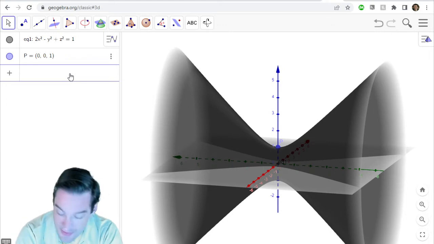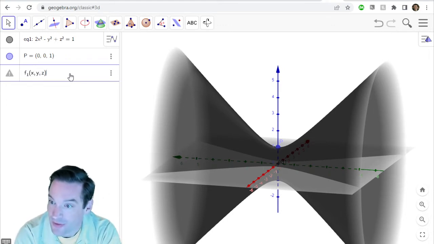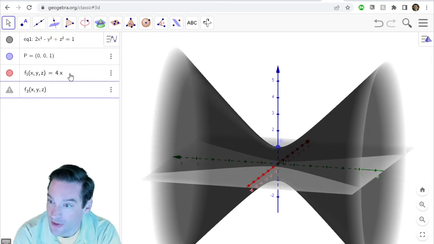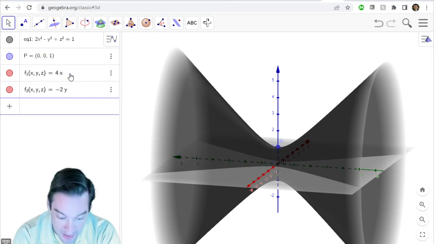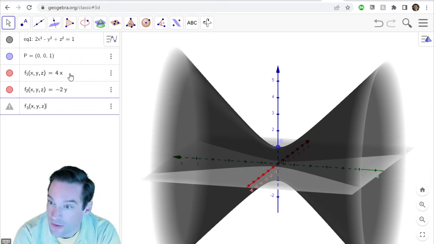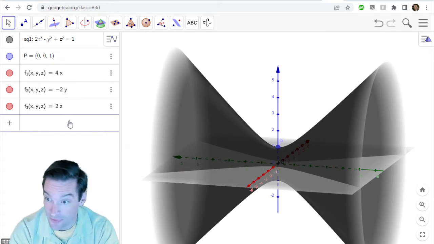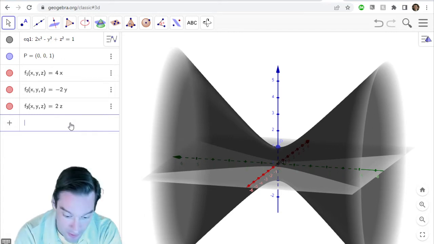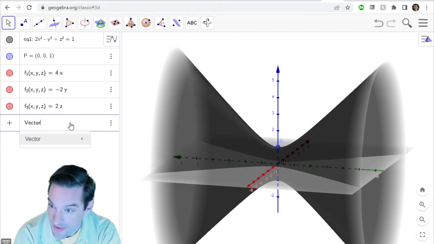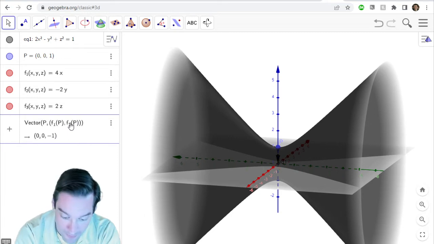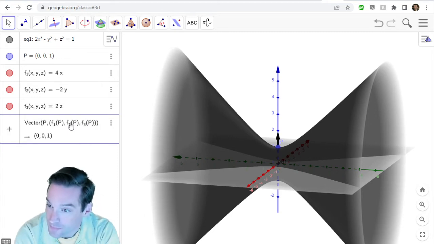And let's compute the gradient. So the x component of the gradient is going to be the x partial derivative of this function, and that's going to be 4x. The y component of the gradient is going to be the y partial derivative, which is minus 2y. And the z component is going to be the z partial derivative, which is 2z. So my gradient vector for this three-variable function is going to have components 4x, negative 2y, 2z. And let's take a look and see what we would get if we visualized a vector that has its tail at the point P and which has its direction given by the gradient vector at P. So F1 applied to P, F2 applied to P, and F3 applied to P. There we go.